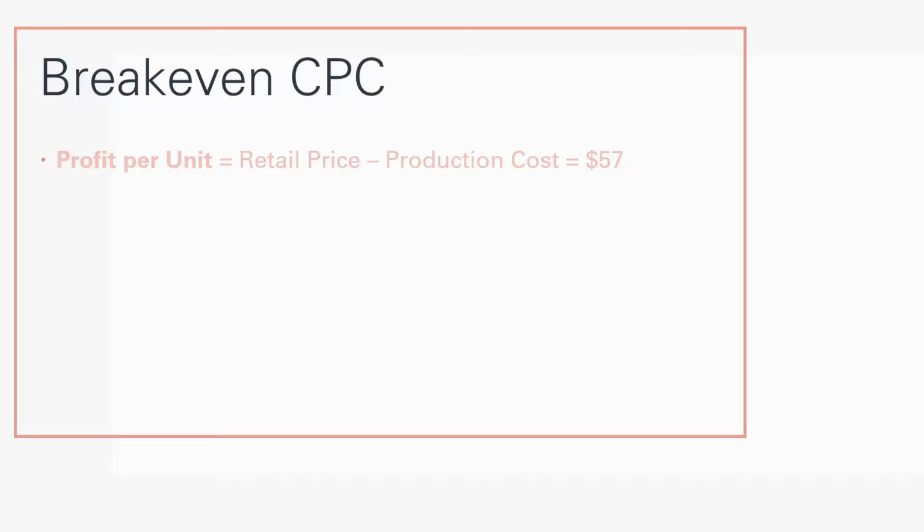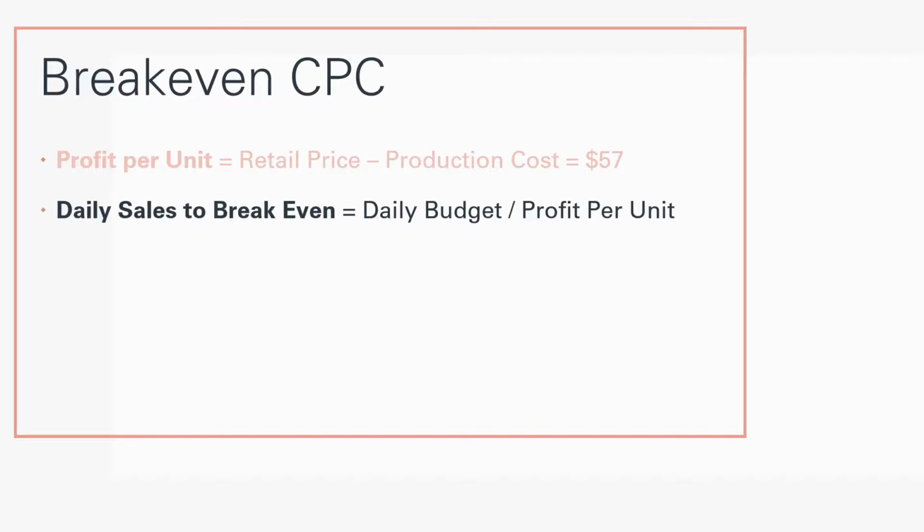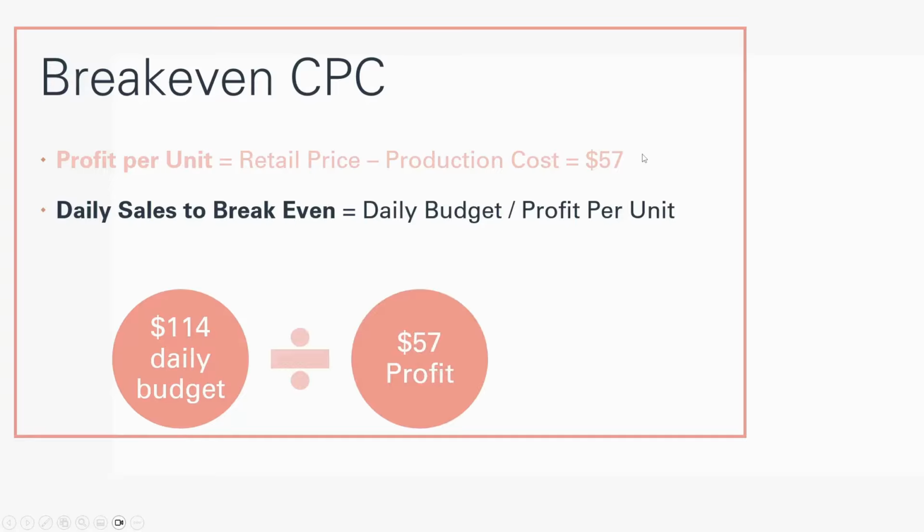Once we know our profit per unit is $57 for the American Dream backpack, we then want to know our daily sales to break even. This is the minimum number of products that you will need to sell each day to cover your daily advertising budget. So let's assume that our daily budget that we've decided is $114 for a simpler math calculation. So here's what that would look like. If our daily budget is $114 for this campaign, then we would divide that by our profit per unit, which we just calculated, that was $57.